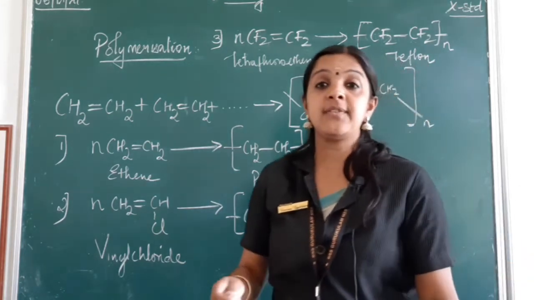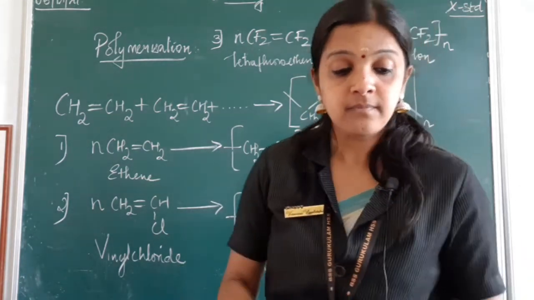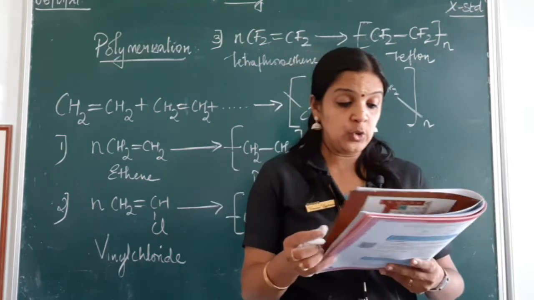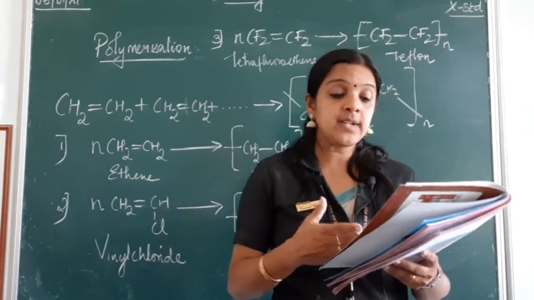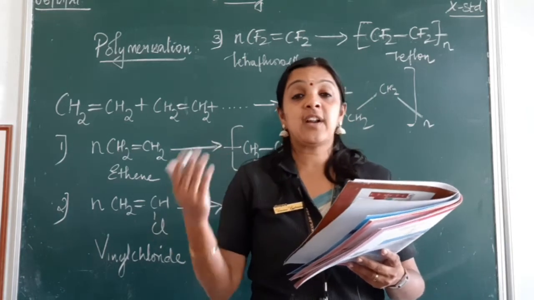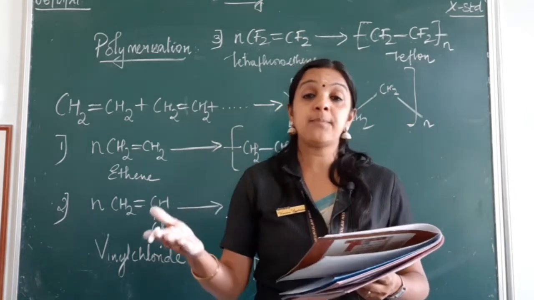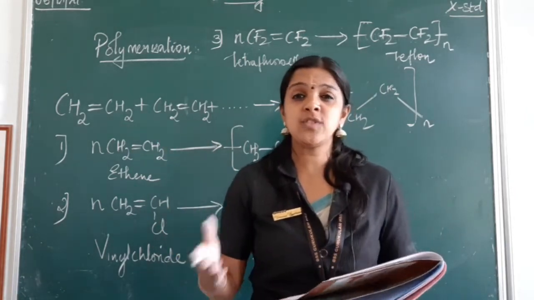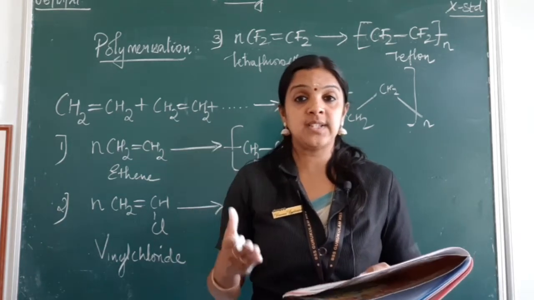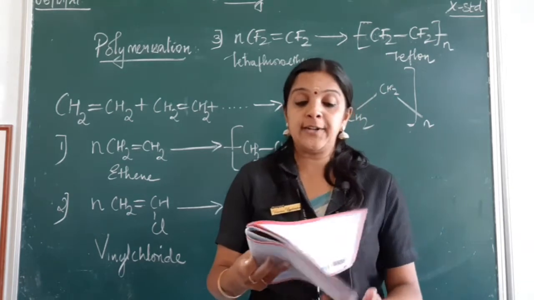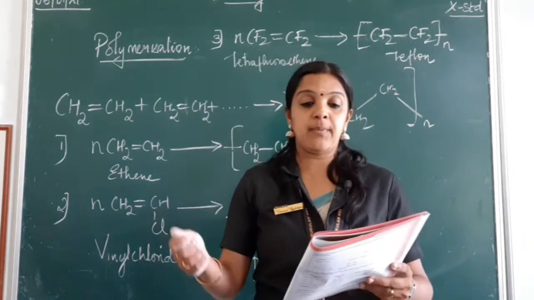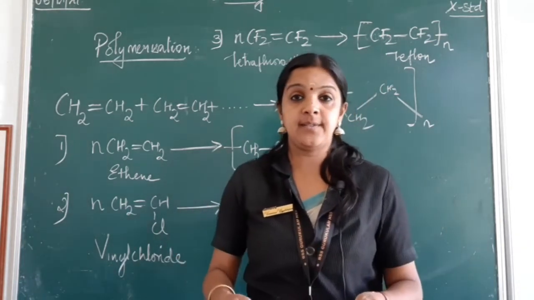There is a table given to you in the textbook, if you see. Monomer, polymer and use. So the monomer is not given, polymer is given, or the monomer is given, polymer is not given. Try to fill in the blanks and also try to write the use which you already know that is used in daily life. Now let us learn about combustion of hydrocarbons and then we will get back into thermal cracking.